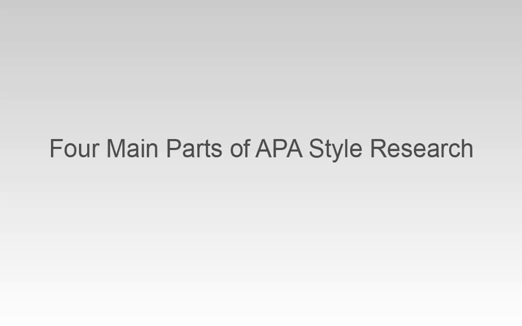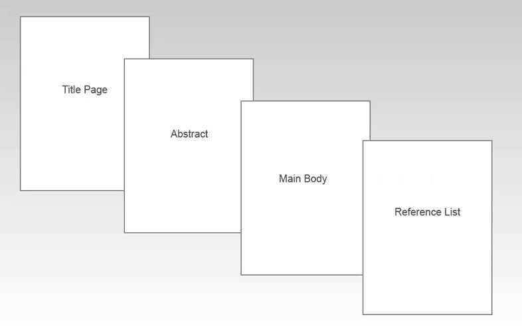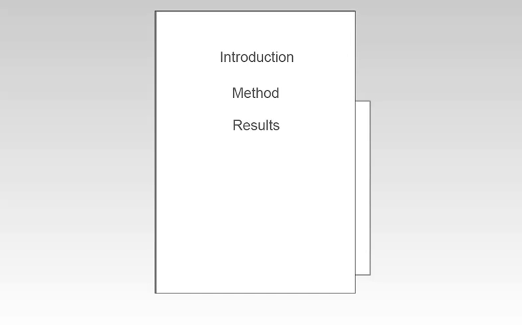There are 4 main parts that should be included in APA style research: the title page, the abstract, the main body of the paper, and the reference list or bibliography. Depending on the type of research you are doing, within the body you may also need to include an introduction, method, results, and discussion. Here are some basic guidelines for formatting an APA style research paper.